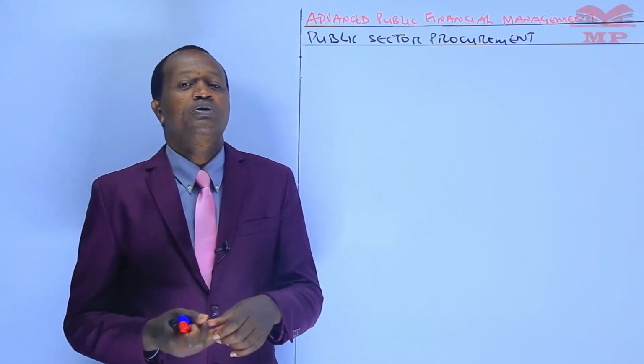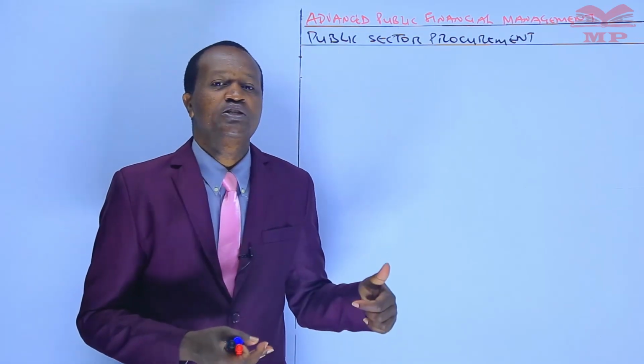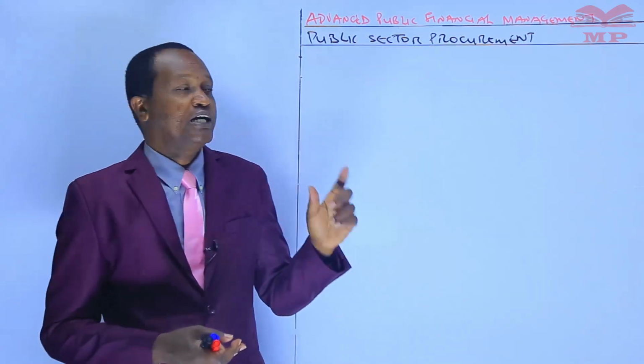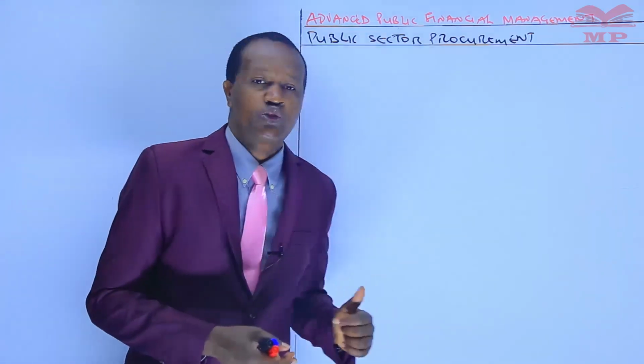Number eight, we have what we call storage. Number nine is the payments. And lastly, a disposal.